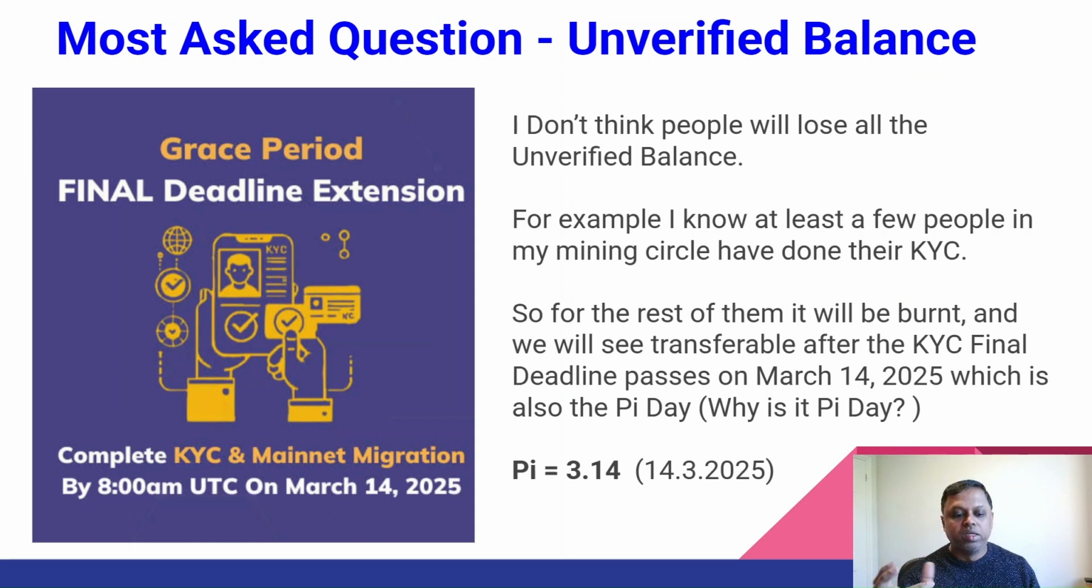And this is, again, March 14th is Pi Day. If you're wondering why it is called Pi Day, Pi's mathematical value is 3.14 and it goes on. So 3.14 is 14th of March. So March 14th is celebrated as Pi Day by the Pi team and also by the Pi followers. So it's kind of coinciding with that Pi Day. That is why they've extended the migration deadline and the KYC deadline to 14th of March at this point of time. And you will see this in the mobile app as well if you log in.